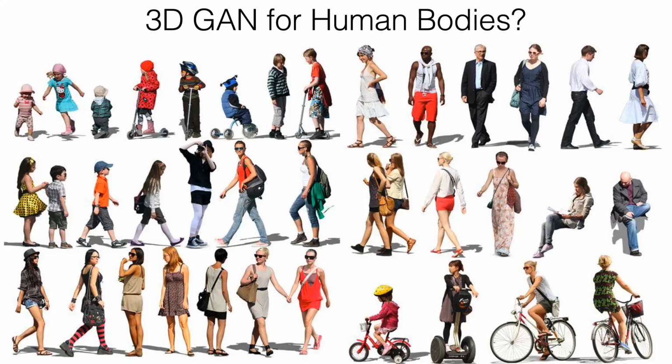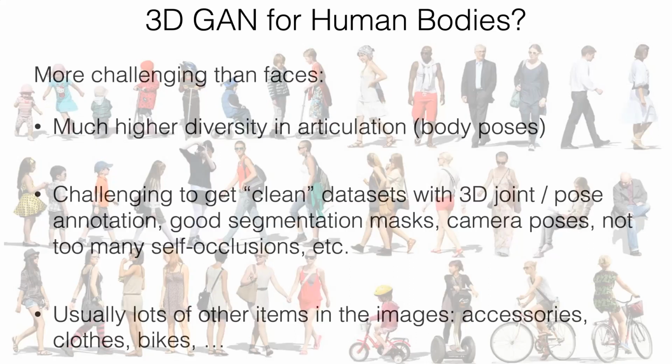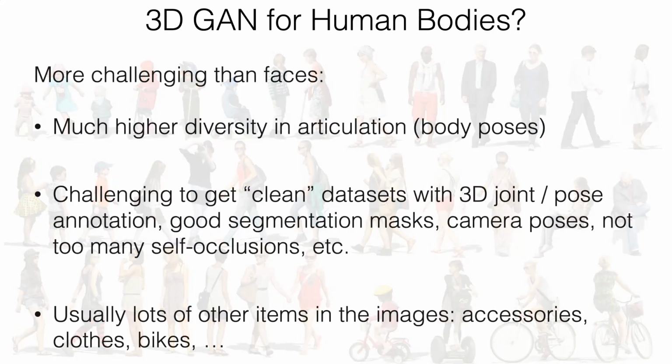What about, you know, entire bodies? Can we generate avatars? Well, this is a little bit more challenging to do for 3D bodies. This is because 3D bodies are much more diverse in terms of their articulation. So people have all sorts of different body poses, at least in rich data sets that show real people. They wear accessories like handbags, clothes, they ride bikes or other things.